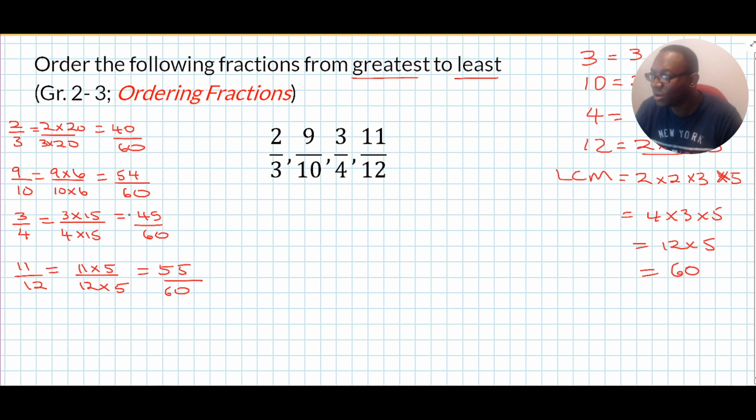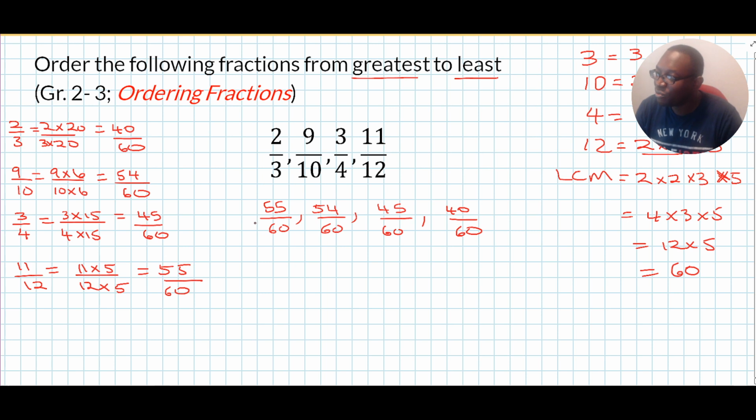So let's look at the greatest. Now we have all of the same denominators. So let's go ahead and look at the greatest. The greatest is 55. So I'm going to write 55 over 60 is the greatest. What comes next is going to be 54 over 60. Next we have 45 over 60. And then finally we have 40 over 60.